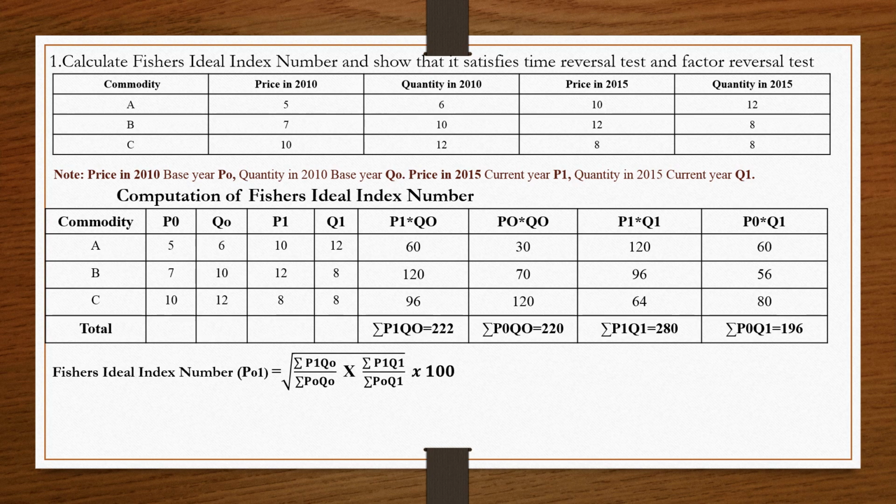So the price index number according to the Fisher index number formula is the square root of summation of P1 Q0 divided by summation of P0 Q0, into summation of P1 Q1 divided by summation of P0 Q1, into 100. So we have to enter the values according to the formula.